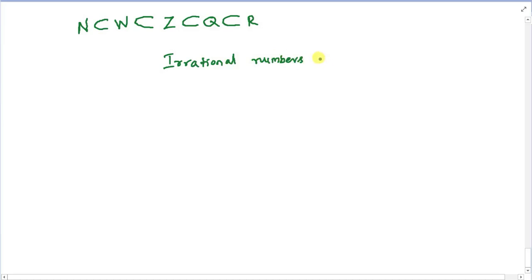Irrational numbers are present in R, and the irrational numbers are not found in rational numbers. They are not in set Q. So what are irrational numbers?